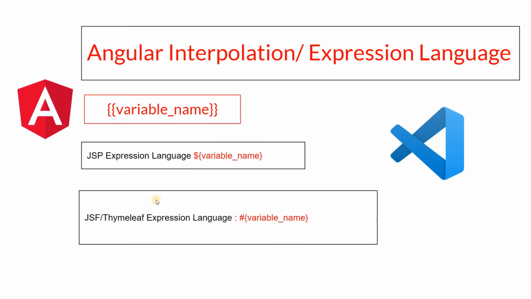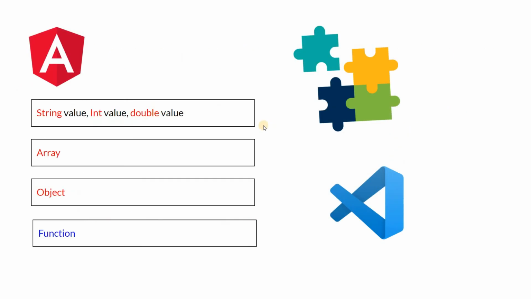Similar to this, if we talk about JSF or Thymeleaf, you use hash and then one curly brace and then the variable name. It means that the value of this variable is coming from your bean or from your controller, right? So similar to JSP Expression Language or JSF Expression Language, Angular uses double curly braces to represent the expression language. The property inside double curly braces means that the value of that particular variable is coming from your Angular class, your .ts file. Now guys, in this video, we'll work with the string value, integer, array, object and function.